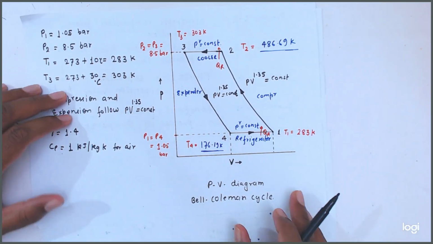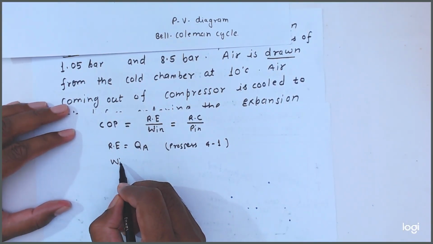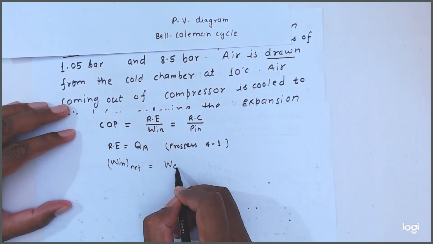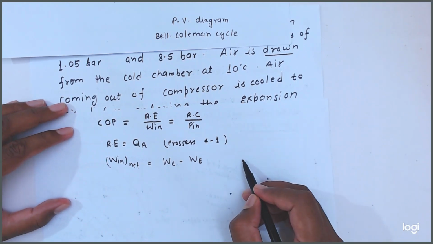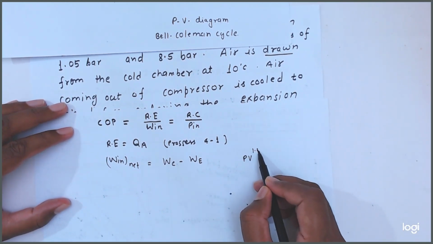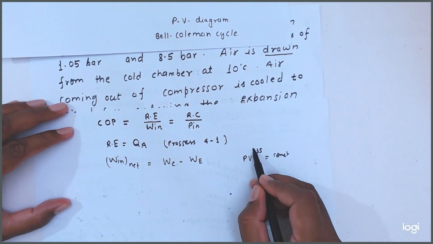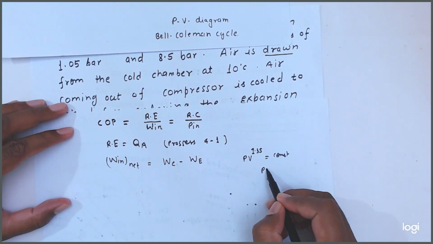So net work done equals how much, friends? Net work done, W net, equals work done in the compressor minus work done in the expander. Since it follows PV to the power 1.35 equal to constant, it is not an isentropic process. It is following a polytropic process.